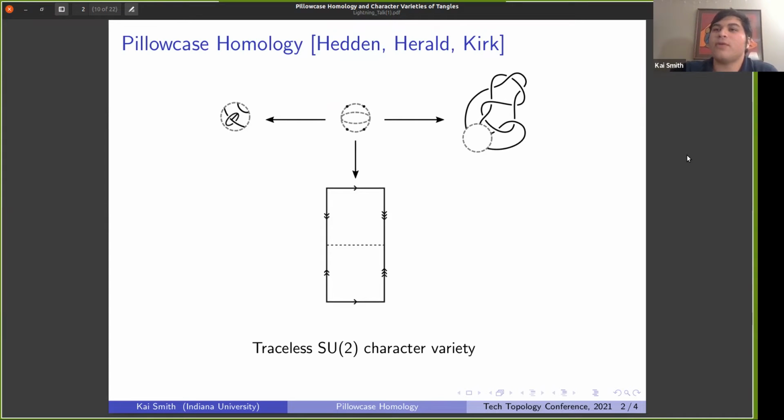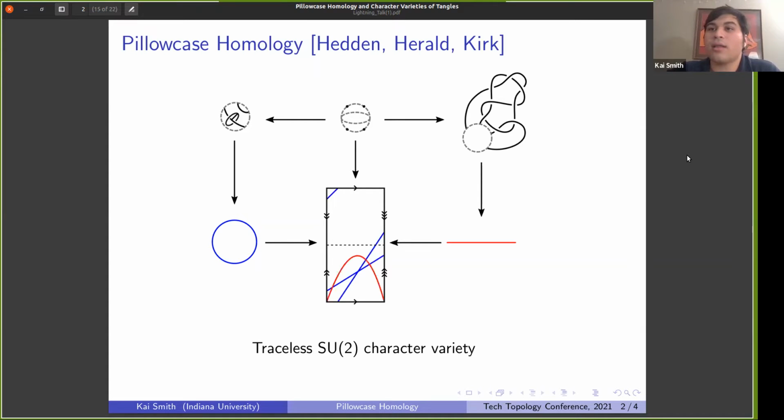And it'll be more convenient if we draw it unfolded like so. Then the character variety of the trivial tangle with an earring is a circle after doing a little bit of perturbation. And to make our diagram easier to read, we'll assume that the character variety of the tangle on the right is simply an arc. And since any representation of a tangle complement can be restricted to its boundary, we get maps from the character varieties of tangles into the pillowcase. So the circle will map in like so, and the arc like this.